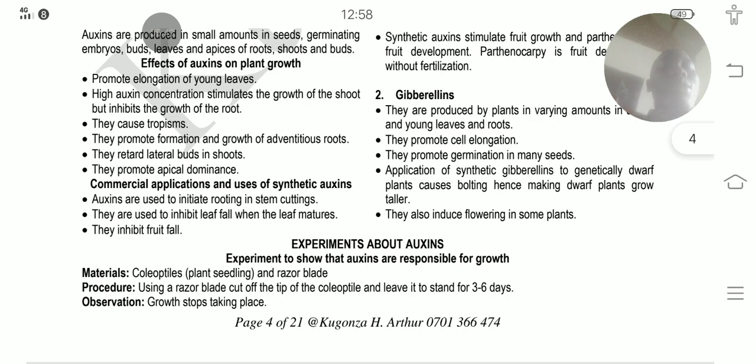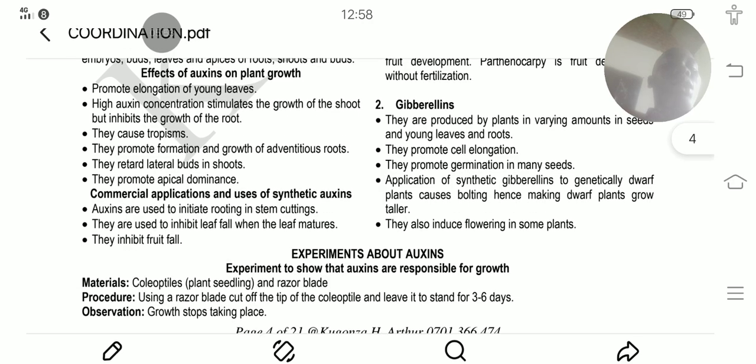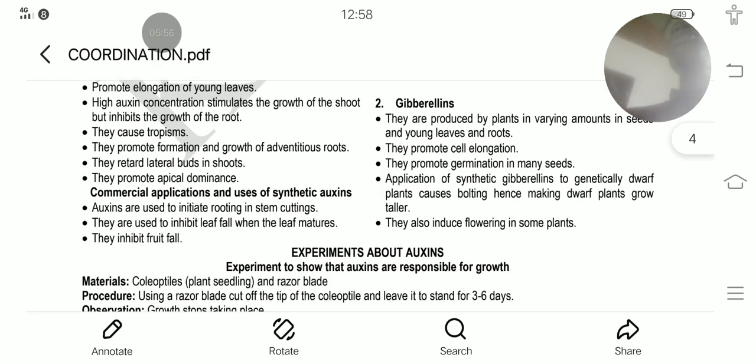So the second one is gibberellins. They are produced by plants in varying amounts in seeds, young plants, and the roots. They promote cell elongation. During growth, it may be the root cap or the apex, we always have three stages: cell division, cell elongation, and cell differentiation. Cell division is when the cell divides. Cell elongation is the growth of that divided cell, and cell differentiation is making this cell particular to its function.